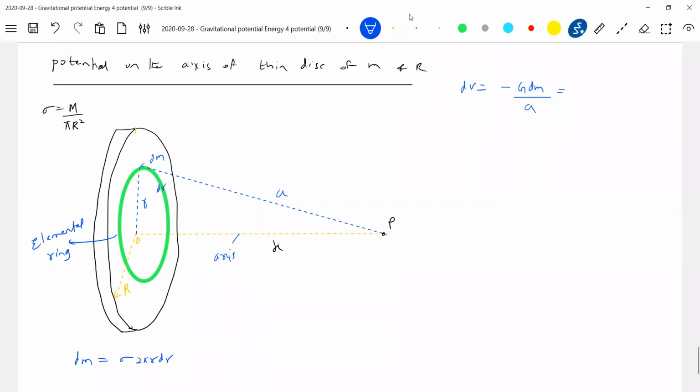Let me write that as a. What is a? It is equal to g into first dm, sigma 2 pi r dr, over a, which is root of r square plus x square. So dv is minus of 2 pi g sigma r dr over root of r square plus x square. Now what to do with this? I'll take help of the geometry. Tan theta, what can you write? r by x.